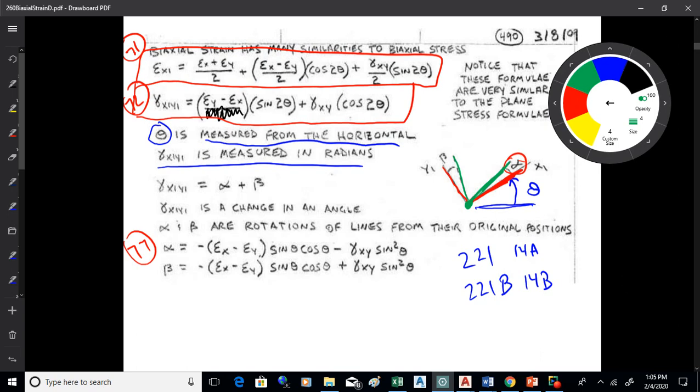Okay. Now, if you look at the angle alpha, and then you also look at the angle beta, which is 90 degrees off of alpha, and look at how that line would rotate, if you combine those effects, you're going to get the change in that angular measurement. And the change in that angular measurement is the shear strain. Okay. So alpha plus beta equals the shear strain gamma at a given angle. That's the relationship there. They're slightly different things. The rotation of a line versus the change of an angle is what those relate to.